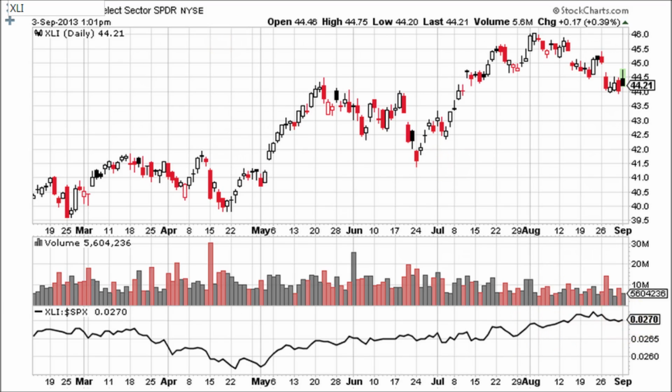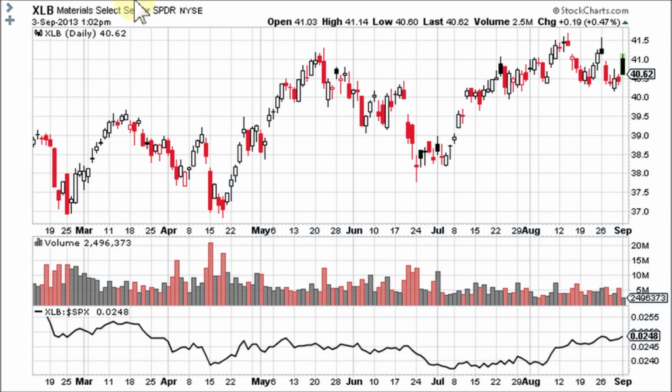The next sector is XLB, or the materials sector. Now right here it underperformed, but ever since right here it has been outperforming, because look at this high. This high is much higher than anything the S&P 500 could pull off, and so is this one. So it is much higher now relative to the S&P 500. Okay, a break above resistance here would be bullish for this sector.